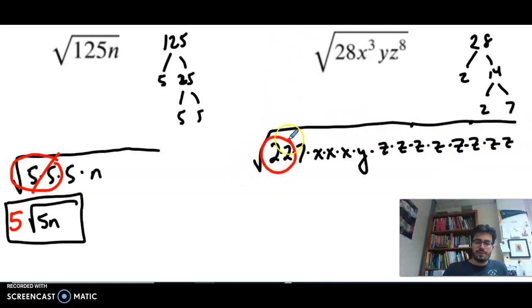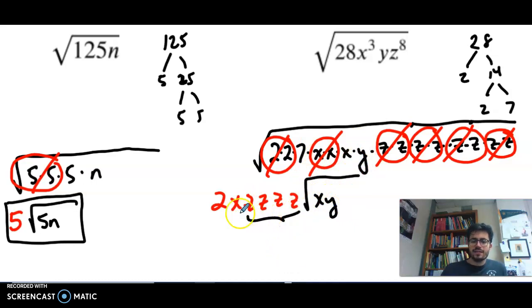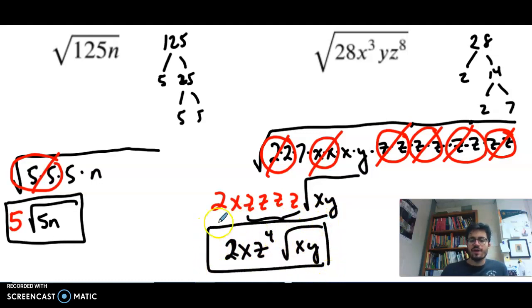Here's a pair of 2's, here's a pair of x's. I have 4 pairs of z. So I can put 1, 2 on the outside, 1 x, and then 1, 2, 3, 4 z's. And then on the inside, I have an x and y left. This can be condensed. I can write that as 2x, z to the 4, square root of xy. There's my simplified expression.